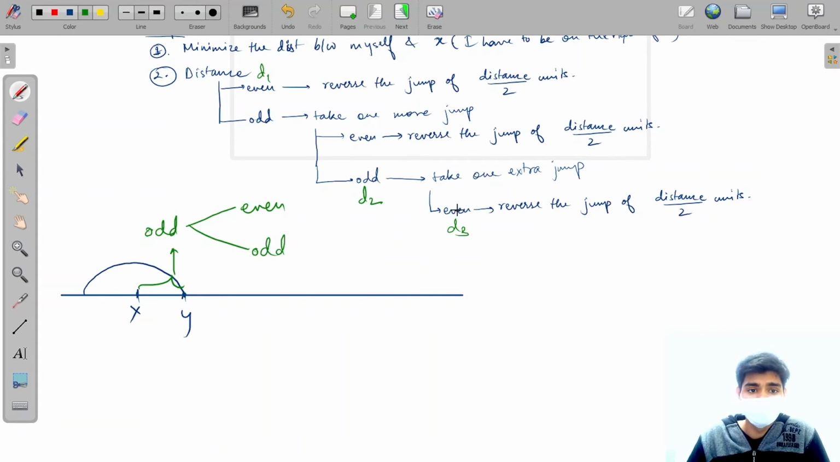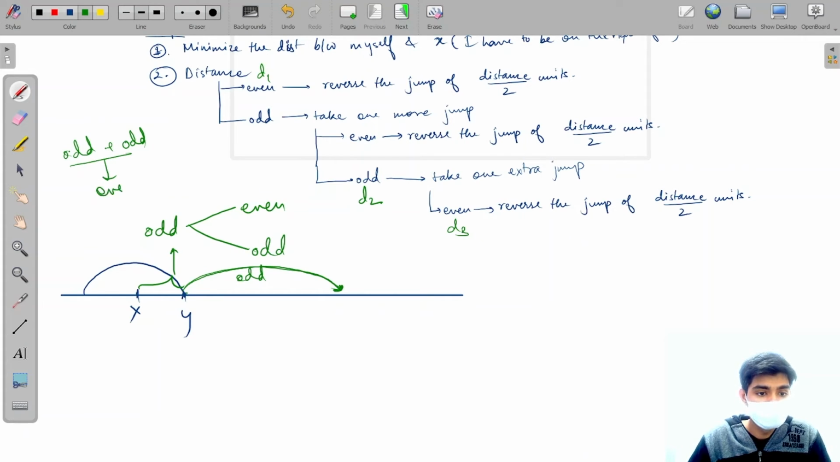So why is it happening? When we are at an odd position, when my distance comes out to be odd, I can take a jump which will give me even, or a jump which will give me odd. So if my current distance is odd and I take a jump, and after taking this jump it gives me even, it means this jump was of odd length, because only odd plus odd will give me even, right?